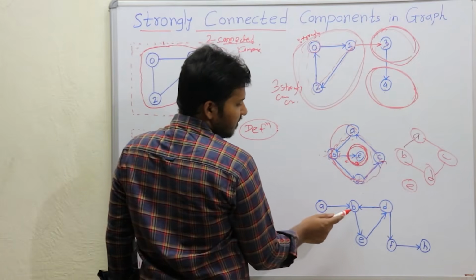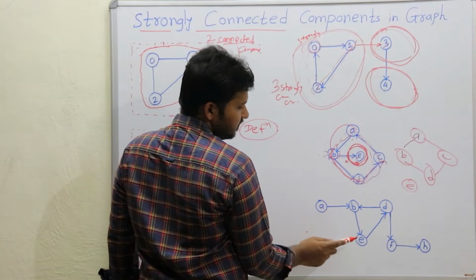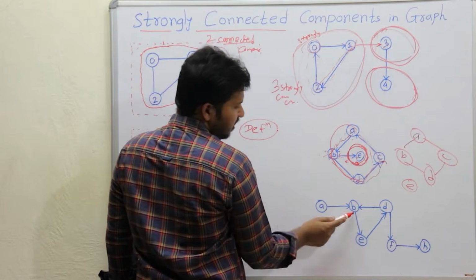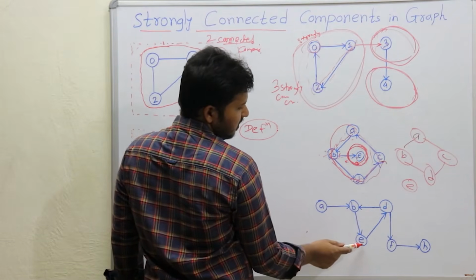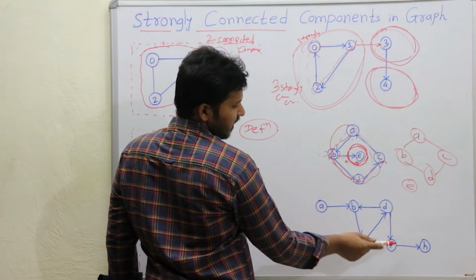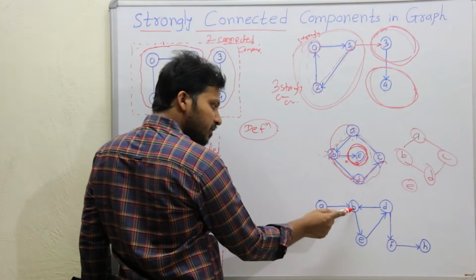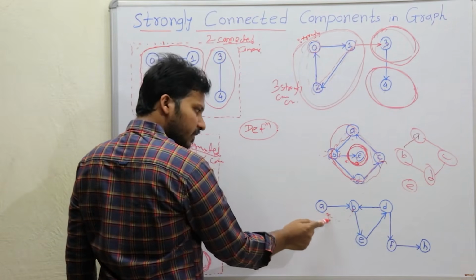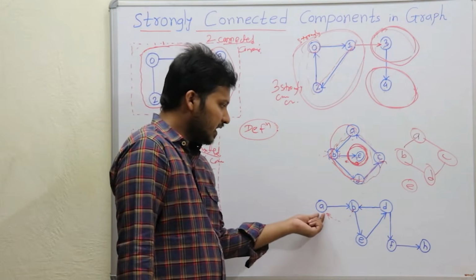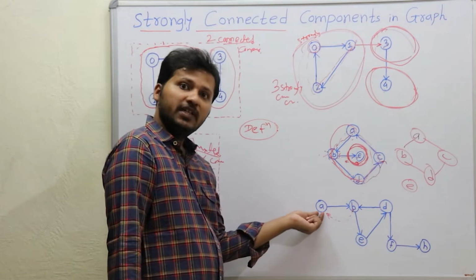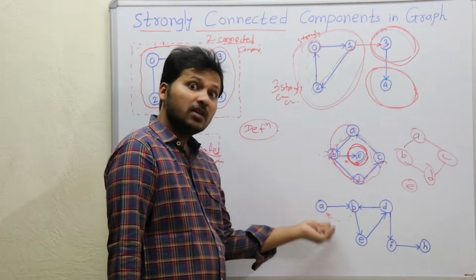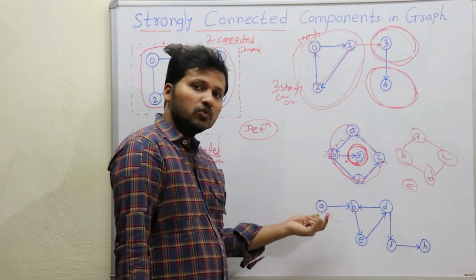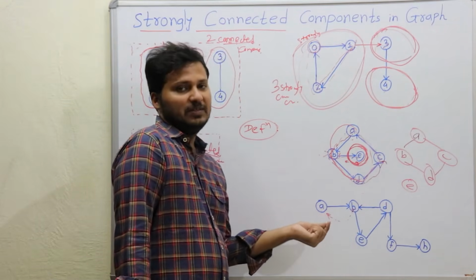See, A can reach B, E, then D, F, H. B can reach E, D, F, H. But B cannot reach A. Correct? Means A can reach every other vertex. But there are some vertices in the graph who cannot reach A.